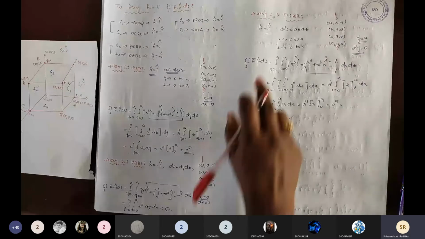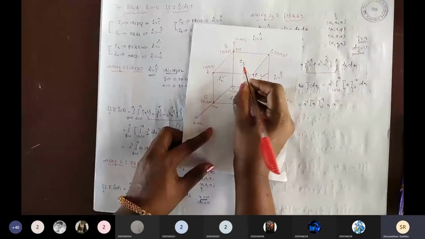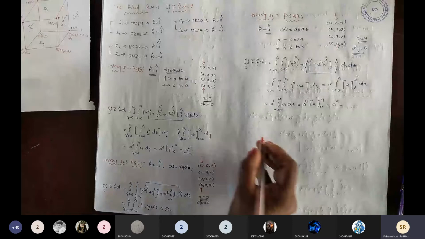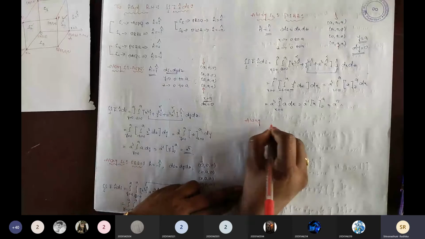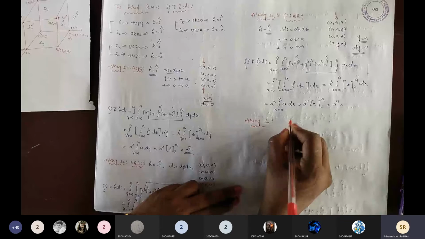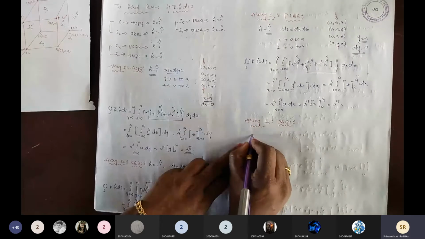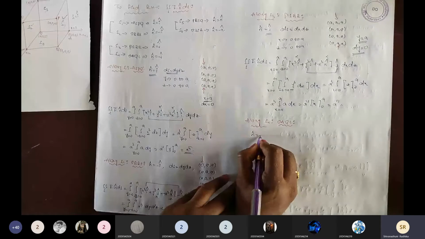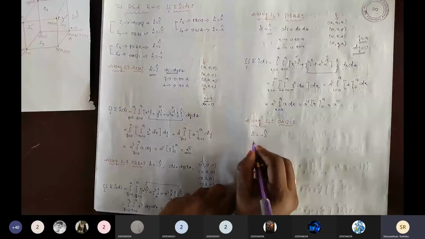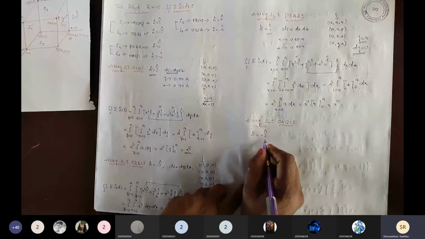Now take the projection of S3. See, this is S3. The projection of S3 is S4. See what S4 is here? OAQC is the S4 surface. Now along S4, along the OAQC, what is the unit outward drawn normal vector? n cap equals minus j cap, which is the projection of S3. So we are going to take n cap equals minus j cap.